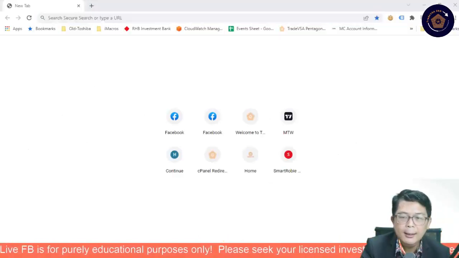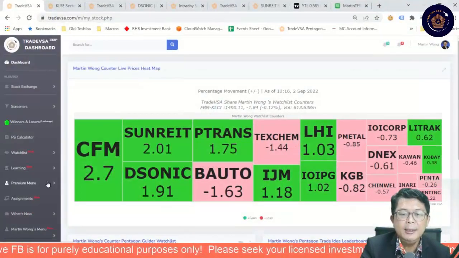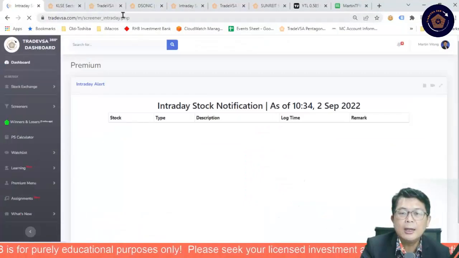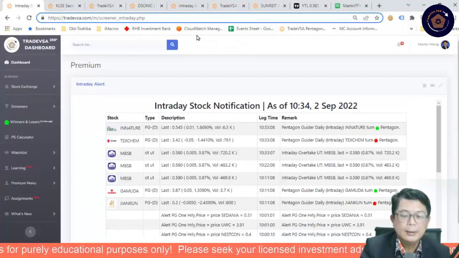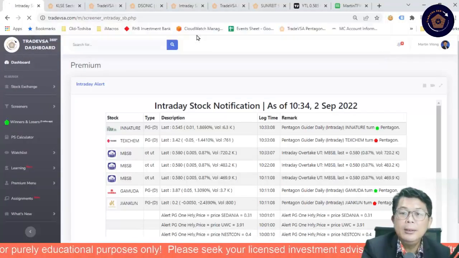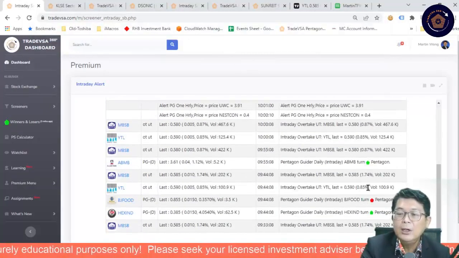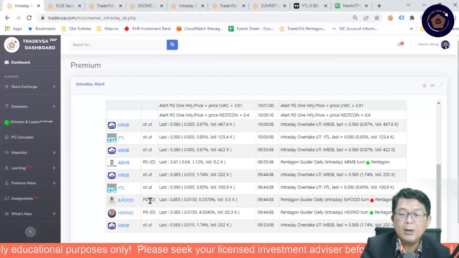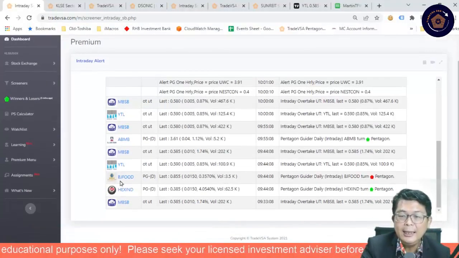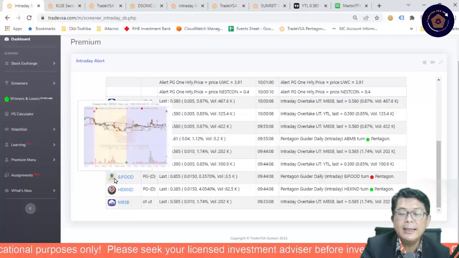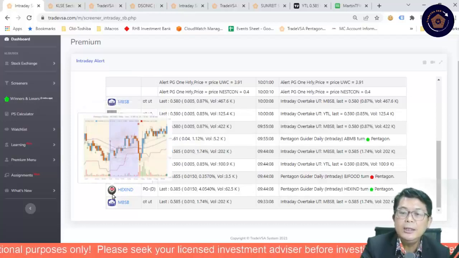So let's take a look at our system in here. You want to go over to the premium alert and go to intraday. So we're just turning our attention to the Pentagon Guider, intraday and daily. One of the new features is that you're able to do a mouse over. You can see the chart from here, so you don't need to go elsewhere.